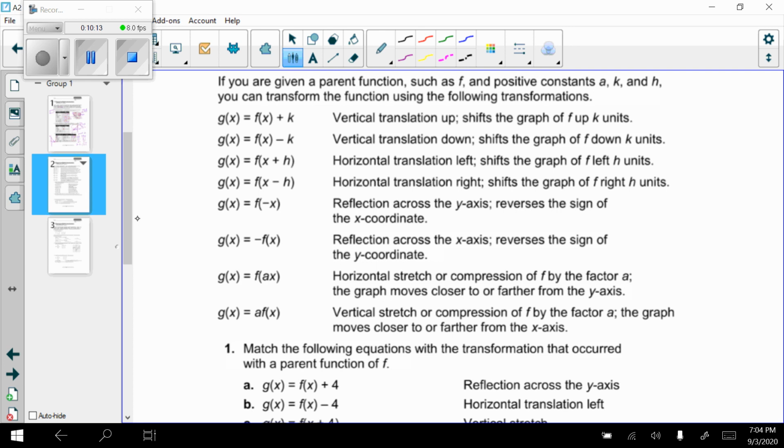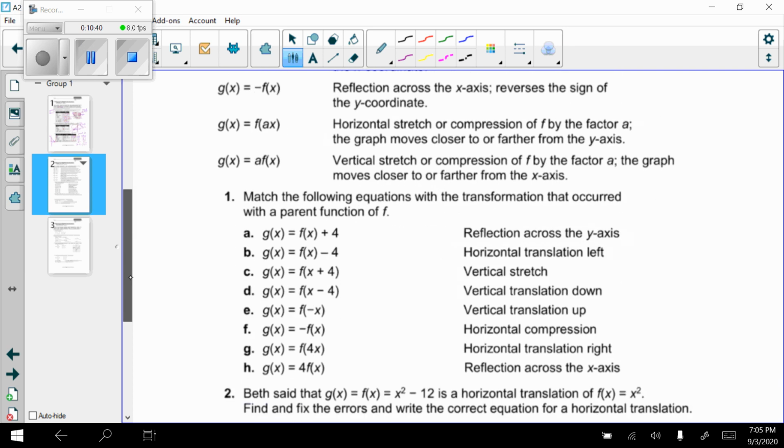If our a value is inside with the x, it gets multiplied by the x first. That is either a horizontal stretch or compression by the factor a. The graph will move closer to or farther away from the y-axis. If the a is on the outside of the equation, then it's a vertical stretch or compression by the factor of a, and this is where the graph moves closer to or farther from the x-axis.